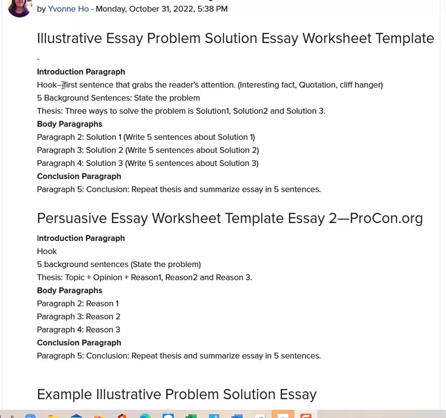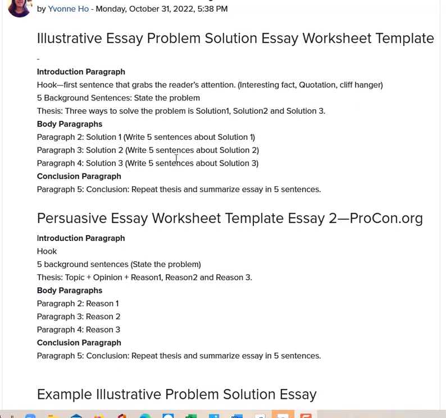So the beginning is the introduction, where we first introduce the topic. In the beginning is the introduction paragraph, and 3 parts of the introduction paragraph are the hook, 5 background sentences, and a thesis. And so when we write the hook, that's the first sentence that grabs the reader's attention. If you want to hook the reader to want to read your essay, you can use an interesting fact, a quotation, or a cliffhanger.